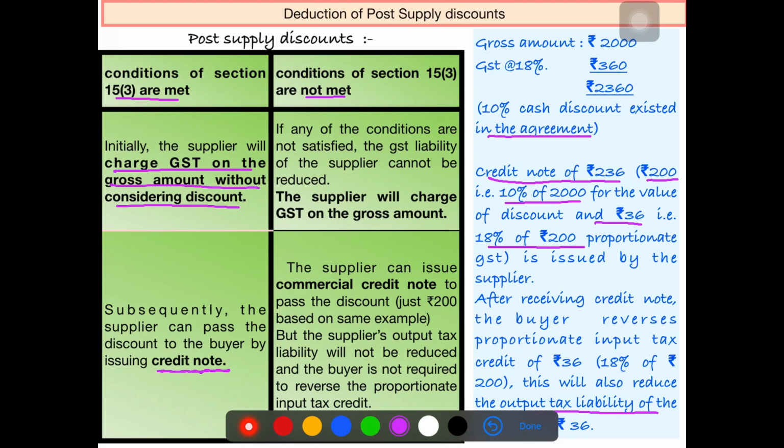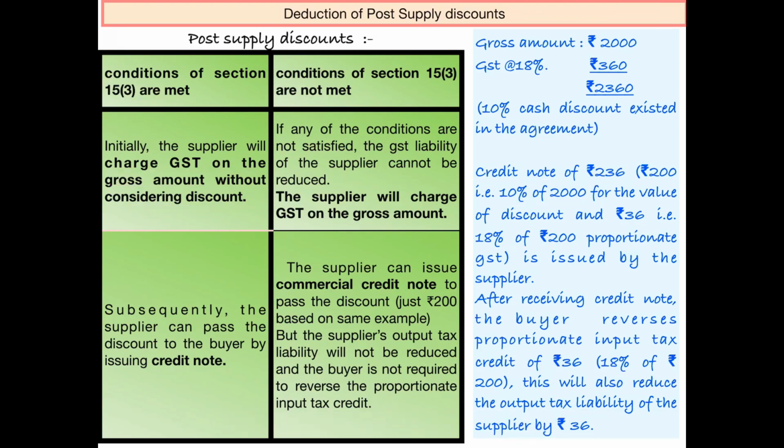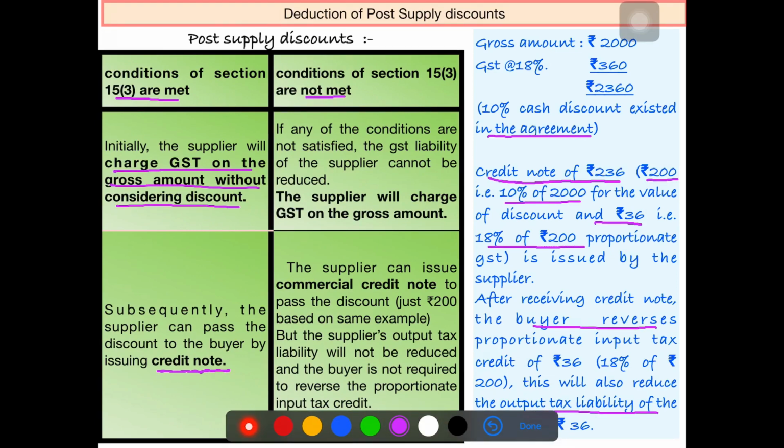So when the conditions of section 15 subsection 3 are met, what were the conditions? The discount should exist in the agreement at the time of supply and it can be worked out invoice wise, and the proportionate input tax credit has to be reversed by the recipient of the supply. So these were the conditions.